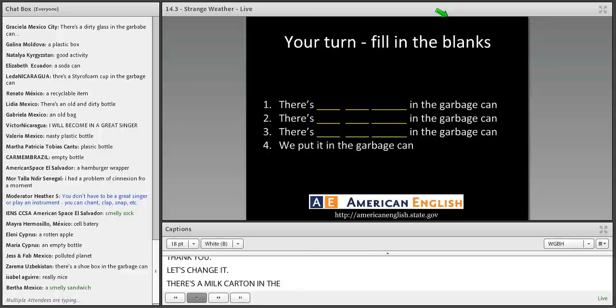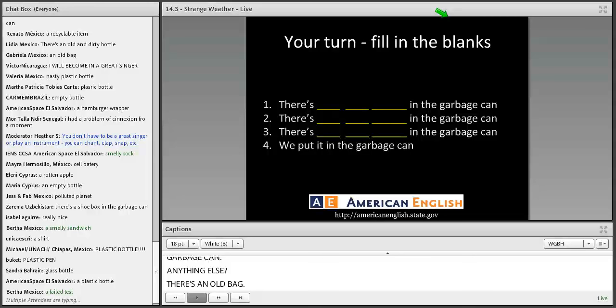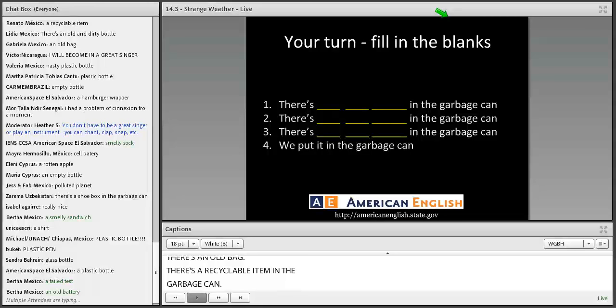There's a recyclable item in the garbage can. We put it in the garbage can. Wow. That's good tongue training, even difficult for me.